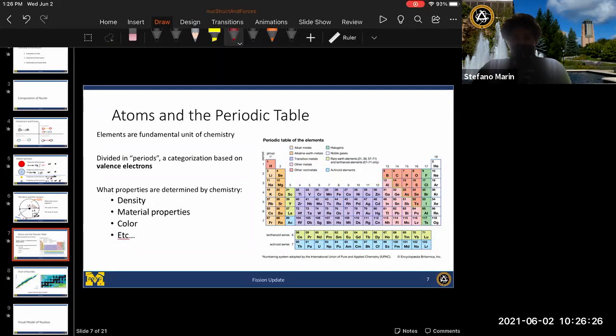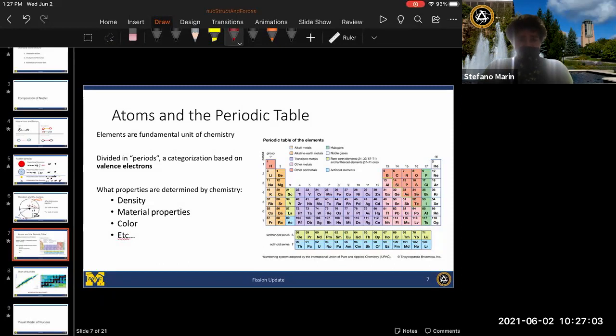Now, the elements are what make up materials. Everything that you see around you and everywhere that you can think of is made of elements. Their properties, for example their density, when you lift or squeeze them, or material properties like tensile strength, heat conductivity, even the color, the way they look, are all determined by what element they are. This is because chemistry determines these properties, and chemistry deals with the electrons and the electronic interactions, so the electron cloud that surrounds the nucleus.